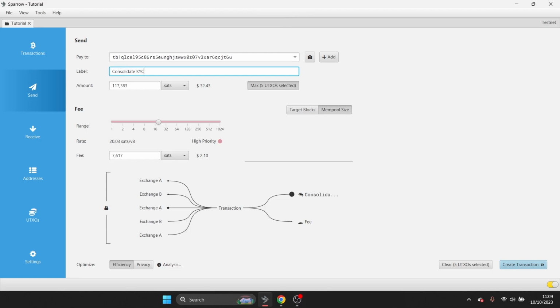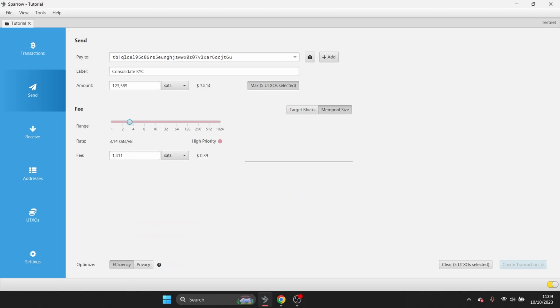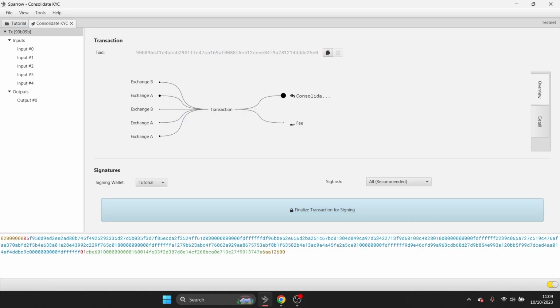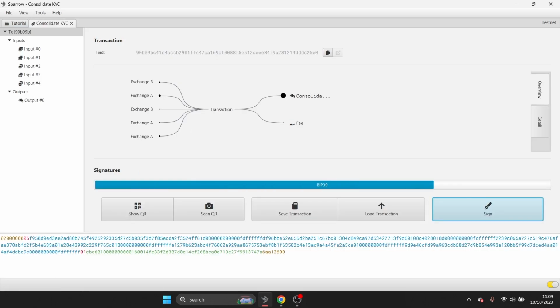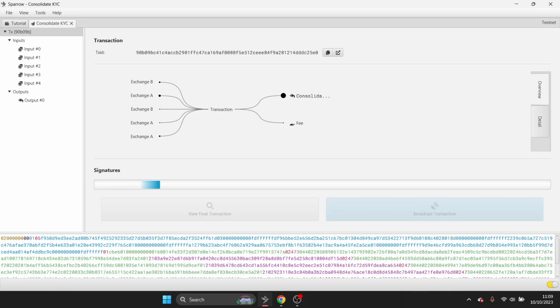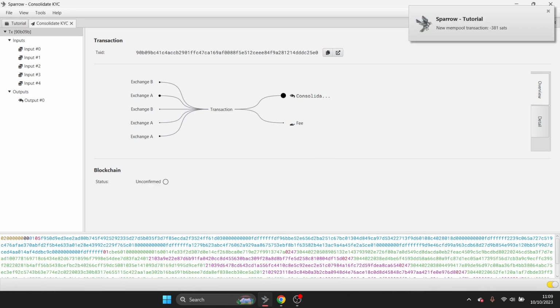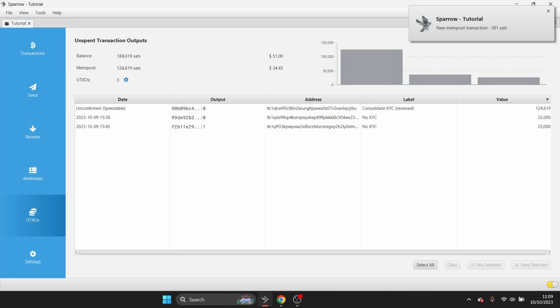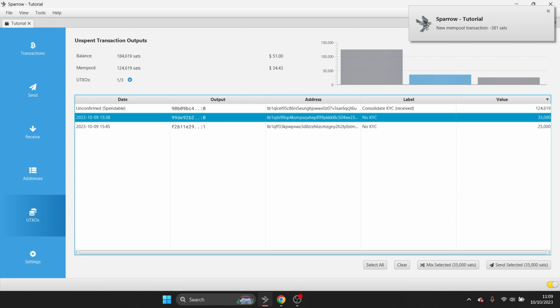And as you can see, we'll be converting 5 small UTXOs to a bigger UTXO. And since I'm on testnet, I'll just set the fee to 1 sat per byte. Then just click on Create Transaction, and Broadcast. Now, if we go back to the UTXO menu, you'll see that we only have 3 UTXOs while before we had like 7 in total.